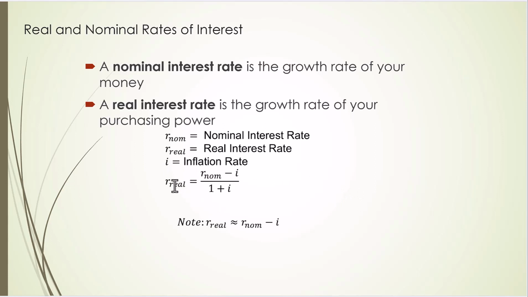So, if you want to find the real rate of return, take the nominal rate minus inflation and divide that by 1 plus inflation. Now, we can approximate that just by subtracting. So if you take the nominal rate minus inflation, that typically gives you the real rate of return, or at least an approximation of that.